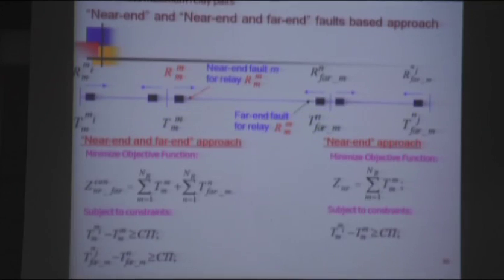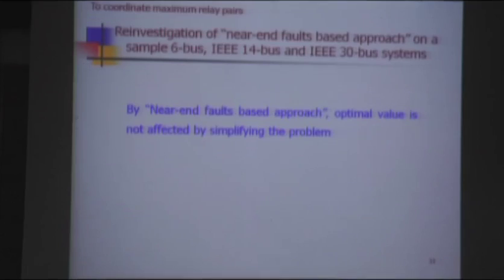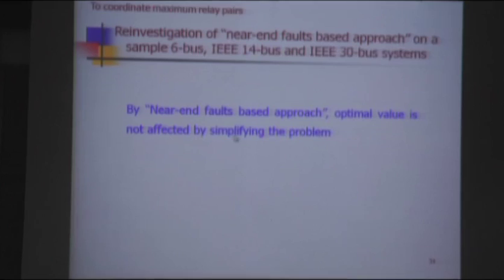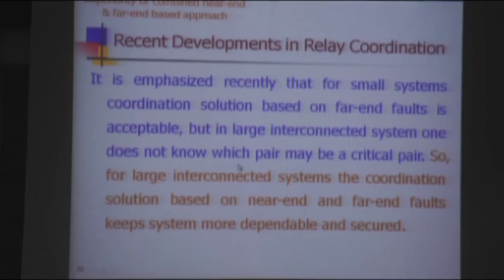Now the constraints and the objective function optimization problem, when it becomes too complex, we simplify the problem by considering only one side constraints. For example, the near end based approach. That means only considering this combination, first combination, TMI minus TMM. We do not consider the other end constraint for all such fault points. So the quantum of the problem is reduced, and this is known as near end fault simplification of the problem.